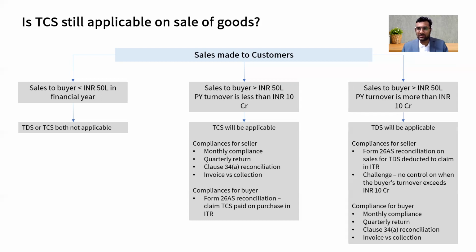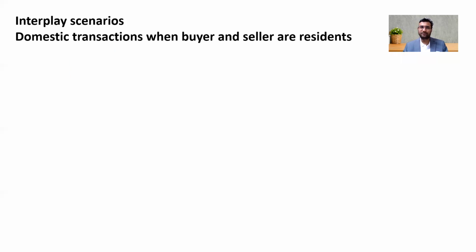Now, what is the compliance for the buyer? Since the buyer has deducted TDS at 0.1%, the buyer has to do monthly compliance. He has to file the quarterly return. He has to update this in the tax audit report under clause 34A, and invoice versus collection reconciliation automatically comes to the fore. So this is a challenging situation that a section brings, but a lot of compliances come automatically for both buyer and seller.